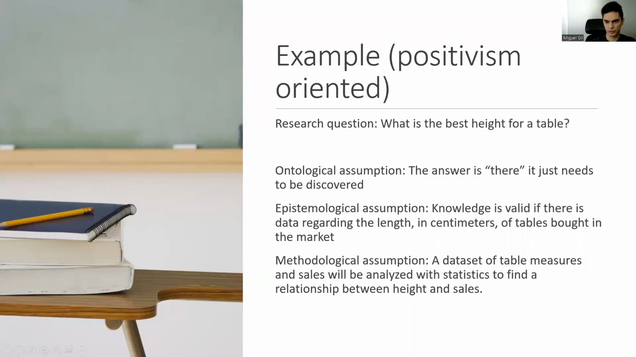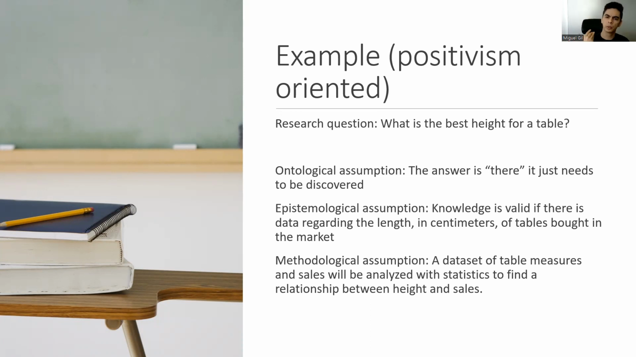Okay, so here we have the first example, and this example is more oriented to the positivism paradigm or positivism stance. So the research question in this example is, what is the best height for a table? Very simple question. Still, you can criticize this question. You can say, put it into some context, or what type of table, but let's keep it simple. What is the best height for a table?